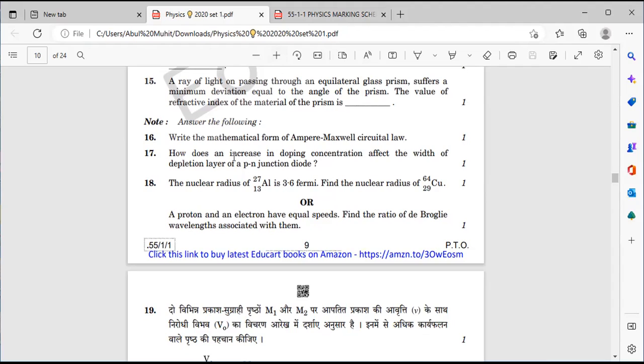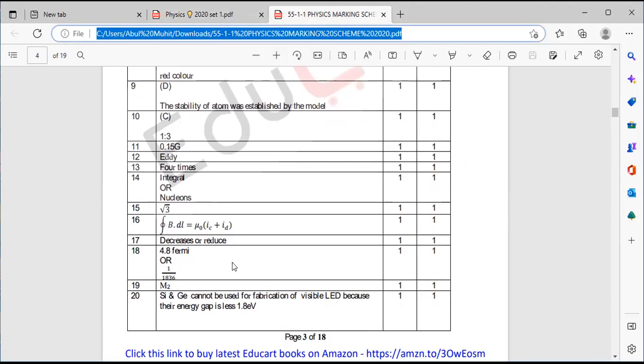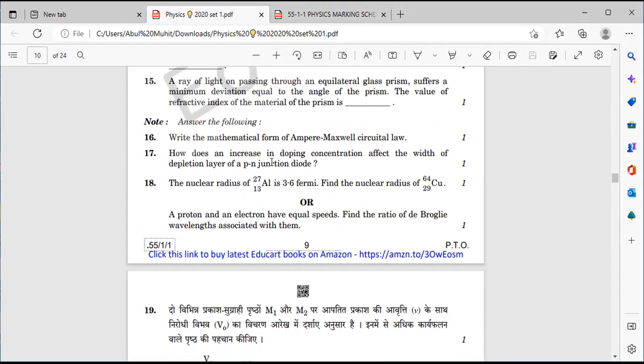Now, how does an increase in doping concentration affect the width of the depletion region in a PN junction diode? It depends upon the doping, right? So with an increase in doping, the depletion region decreases. It reduces the depletion region.